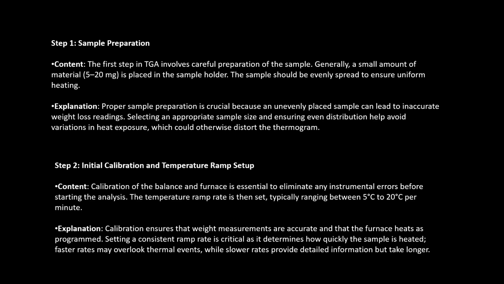Second step in the TGA is calibration and setting the temperature ramp content. Before analysis begins, the balance and furnace must be calibrated to eliminate potential instrument error. The temperature ramp rate, generally between 5 to 20 degrees Celsius per minute, is then configured. Calibration ensures the accuracy of weight reading and the furnace operates as intended. The ramp rate significantly impacts the analysis. Higher rate may miss critical thermal events, while lower rate offer more detailed data but require more time.